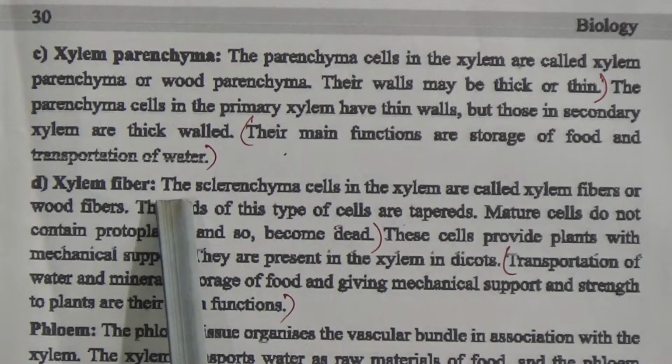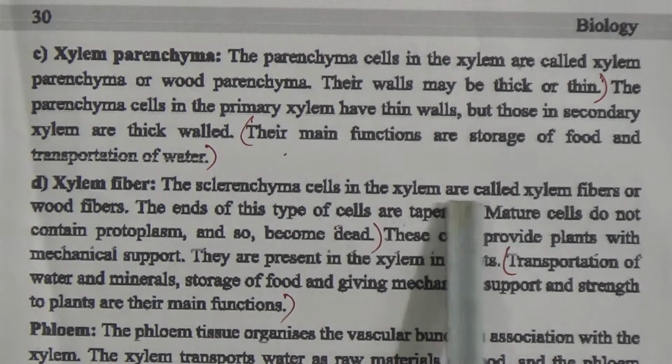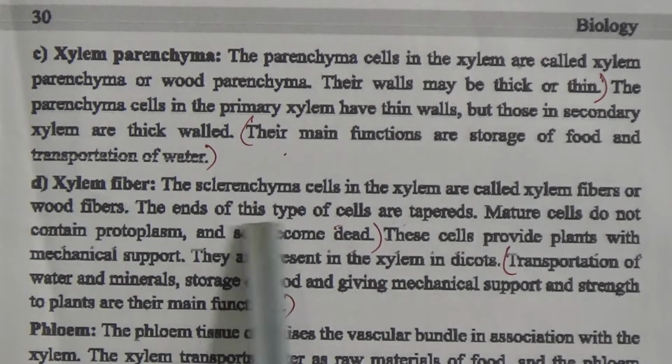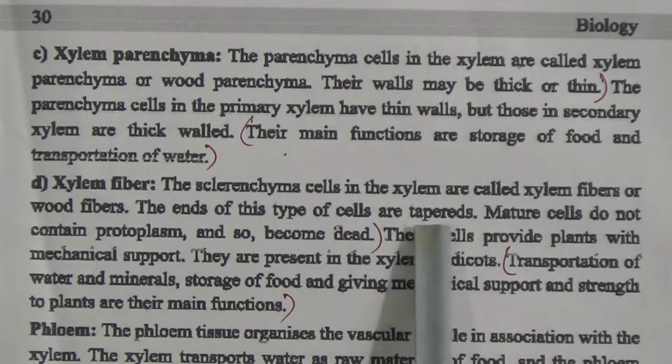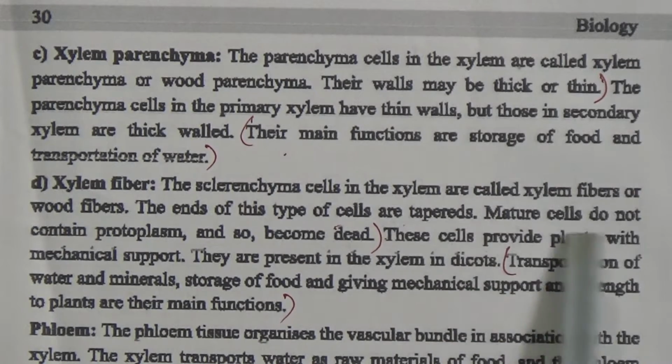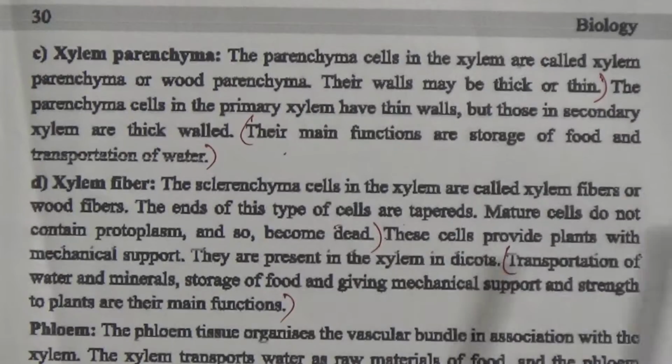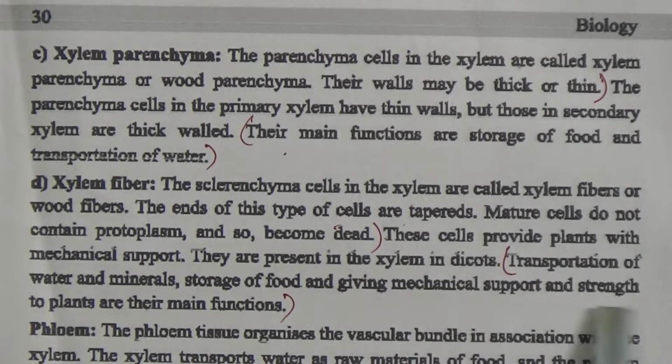Now, xylem fiber. The sclerenchyma cells in the xylem are called xylem fiber or wood fiber. The ends of these cells are tapered. Mature cells do not contain protoplasm and so become dead. Transportation of water and minerals, storage of food and giving mechanical support and strength to the plant are their main functions.